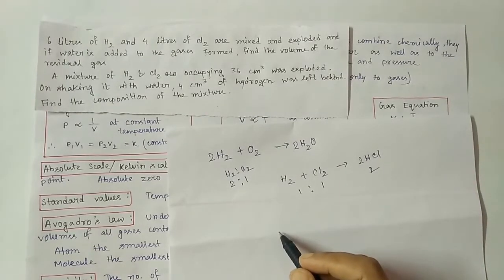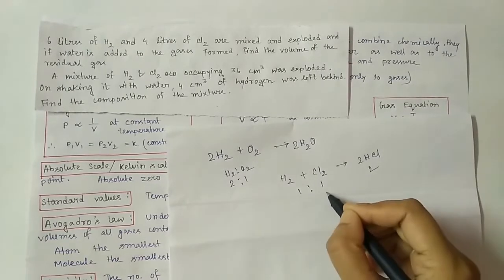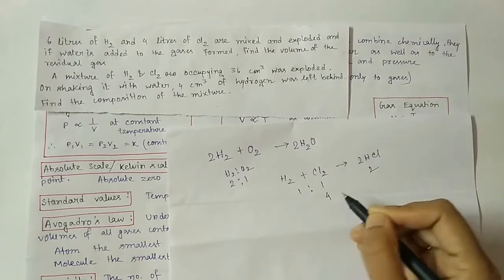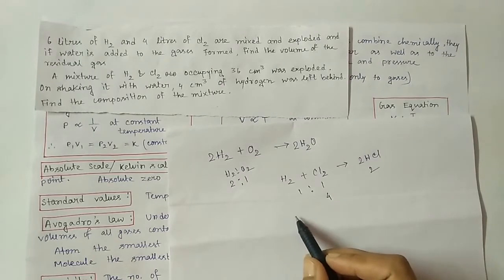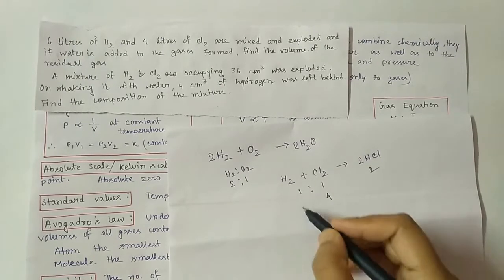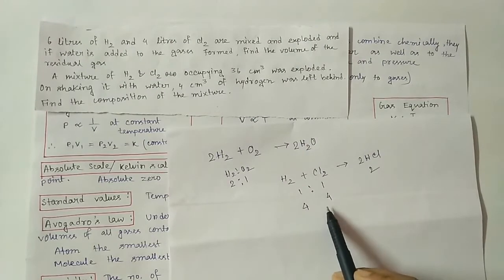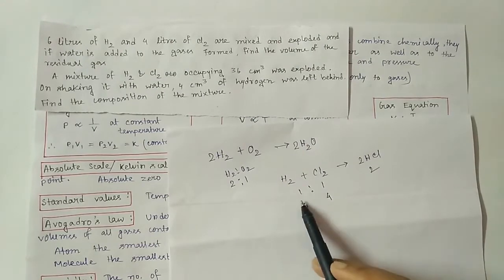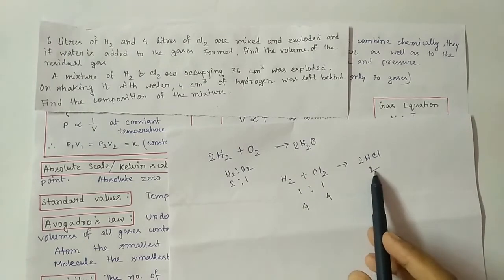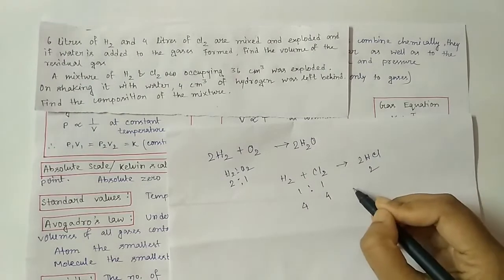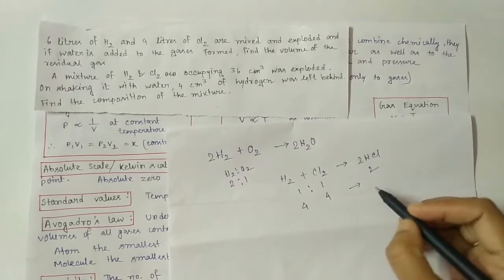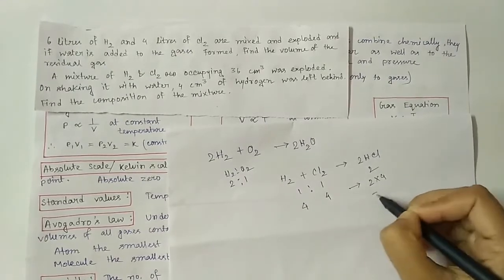So here, though there are 6 liters of hydrogen and 4 liters of Cl2, as there are only 4 liters of Cl2, hydrogen gas will only need 4 liters. Because only 4 liters of hydrogen will combine with 4 liters of chlorine, as their ratio is the same here, to produce 2 volumes of HCl. So the final product, HCl, will be 2 into 4, that is 8 liters.